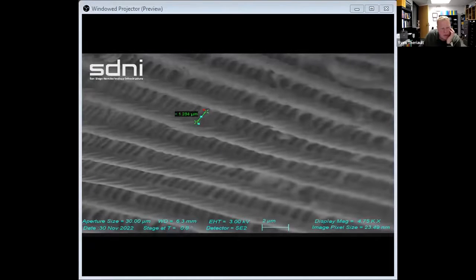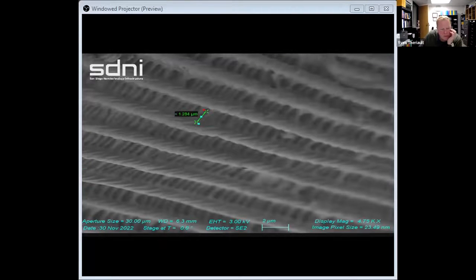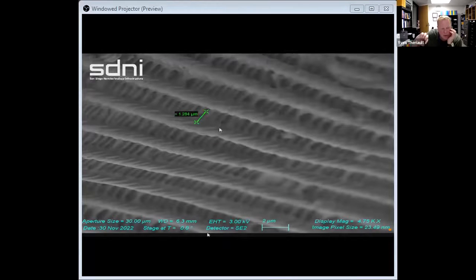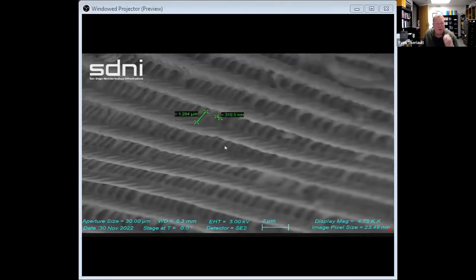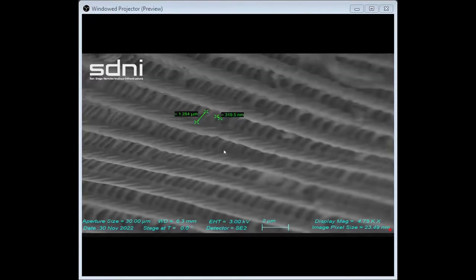Yeah, so what I'd like to see is how wide they are. So take the measurement in the other direction, right? Instead of the length of it, the thickness of it. Here. Yeah. 300 nanometers. I'm going to take a picture of it. I'm going to rotate it a bit.